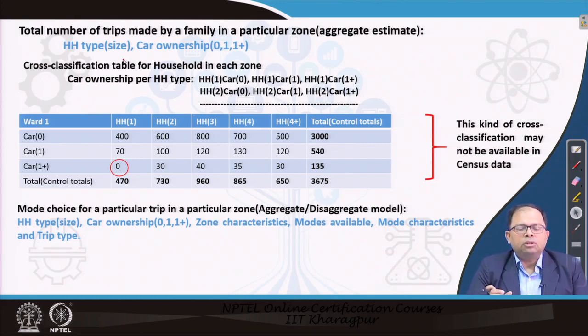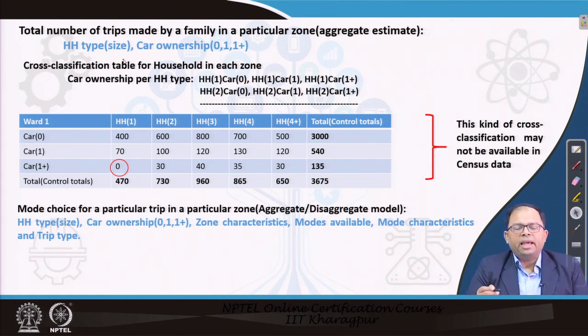Based on each household type and each car ownership, how many trips a particular family makes. And this is relevant. Why? Because the number of trips made by a family depends on the size of that household, and also if the household owns a car, it will be making certain number of trips. If it doesn't own a car, it may be making a different number of trips. So, these are influencing factors.